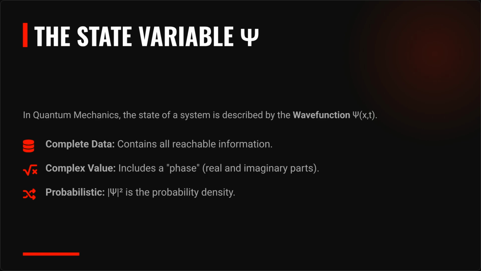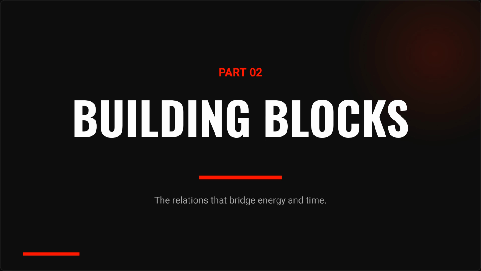In quantum mechanics, the state of a system is described by the wave function psi. It contains complete data, has a complex value with phase, and is probabilistic, where the magnitude squared is the probability density. Part 02 focuses on the building blocks, the fundamental relations that bridge energy and time, necessary for our derivation.